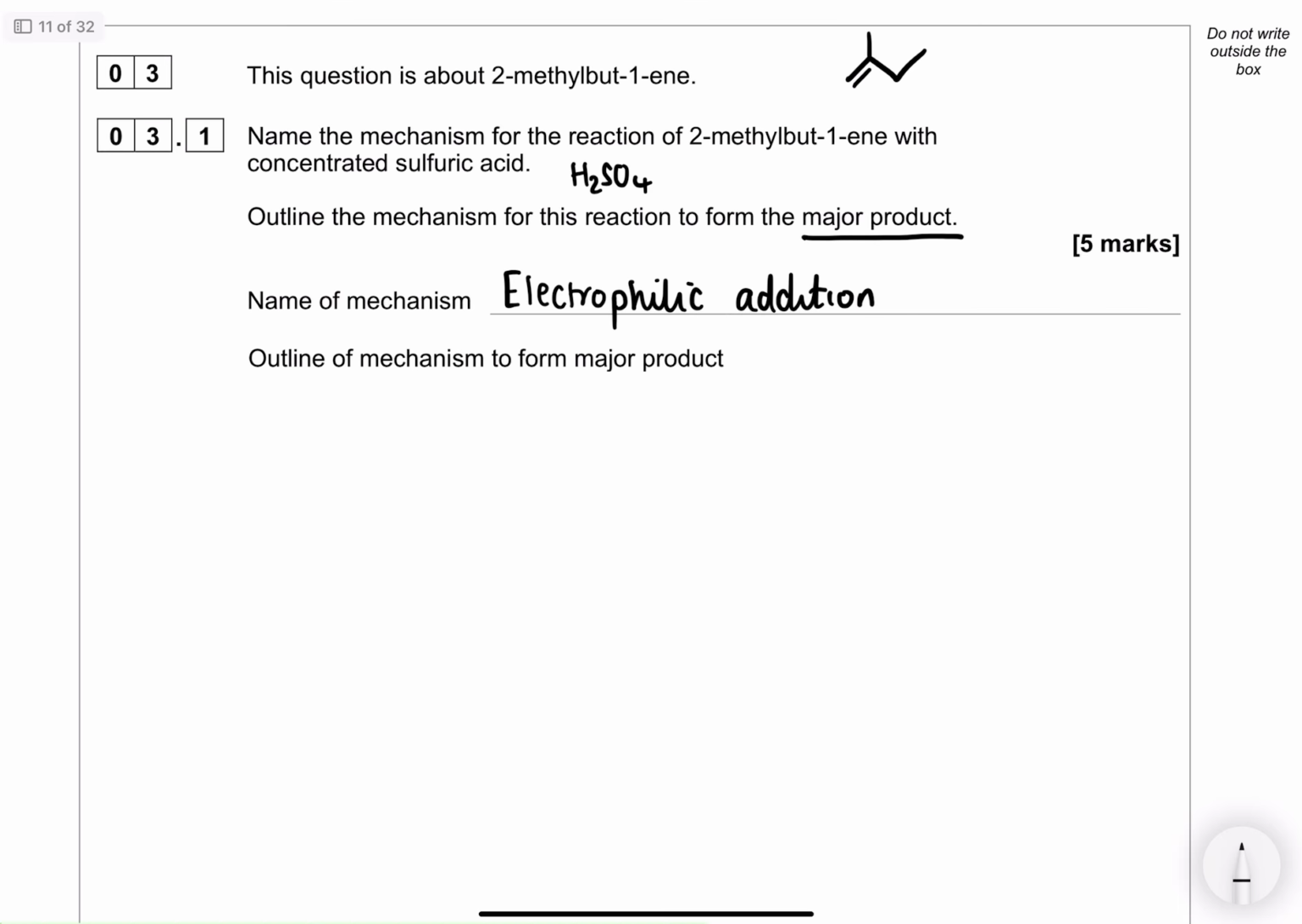Now I'm going to draw my alkene out. So I've got our carbon number 1 where the double bond starts. And then on carbon number 2 we've got a CH3 and then we've got a CH2, CH3. So it's like here and here. So it's got carbon number 1, 2, 3, 4, and then we've got this branch.